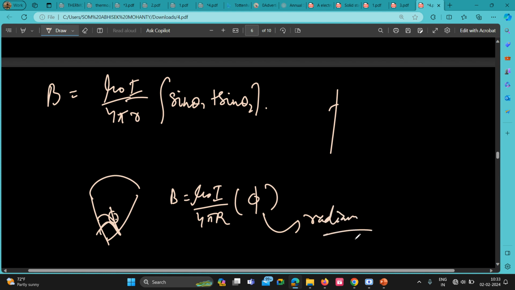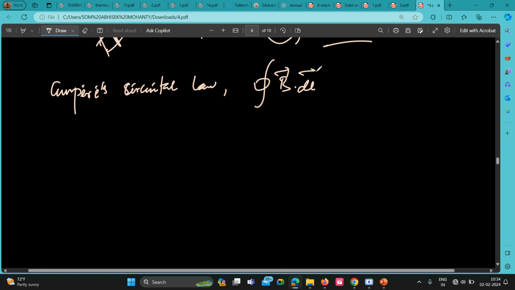Not in degrees. So in Ampere's circuital law, Ampere's circuital law is the closed integral of B dot dl, which is equal to mu naught I enclosed. Okay.